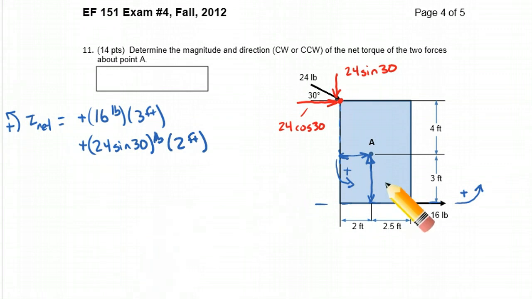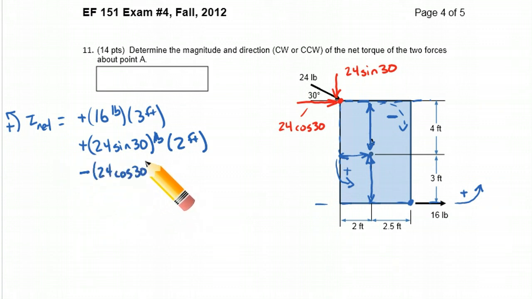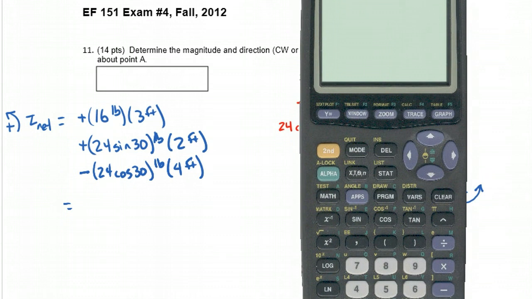And then the last one is our 24 cosine 30. Its line of action is here, its perpendicular distance is here. And it's causing a clockwise or a negative rotation. So we're going to have a minus 24 cosine 30 pounds times that 4 feet. And that's all there is to it. We'll plug that into the calculator, see what we get.